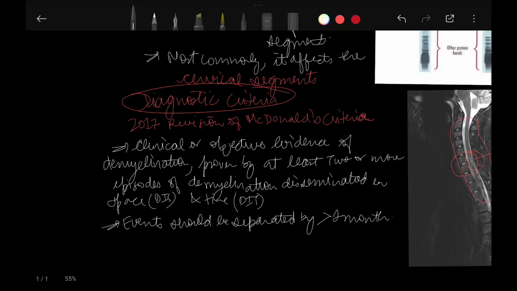According to the 2017 revision of McDonald's criteria, clinical or objective evidence of demyelination should be proven. Clinical means that we have seen the evidence clinically, or any objective evidence. It should be proven by at least 2 or more episodes of demyelination disseminated in space and time. Events should be separated by more than 1 month. There must be 2 events of demyelination, separated by more than 1 month, in the diagnosis.